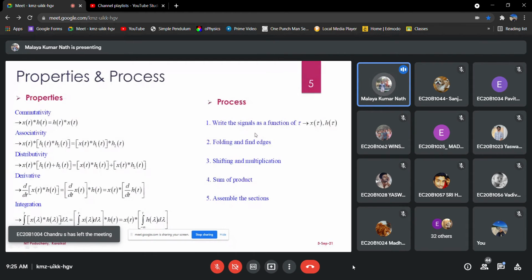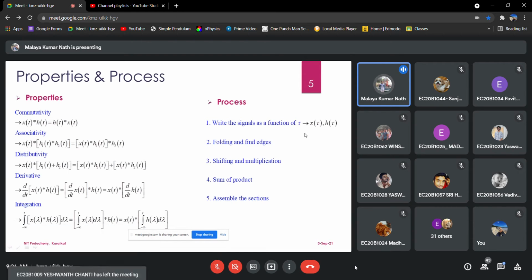Yesterday in last class we discussed that there are 5 basic steps involved with the convolution process. The first step is converting both x of t as well as h of t into a function of tau, that is x of tau and h of tau. Then one of the signals, either x of tau or h of tau, is folded. That means a 180-degree rotation, which is known as folding.